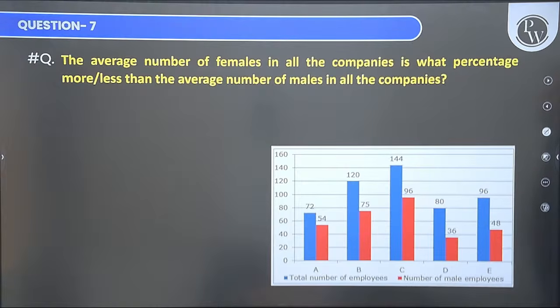The average number of females in all the companies is what percentage more or less than the average number of males in all the companies?